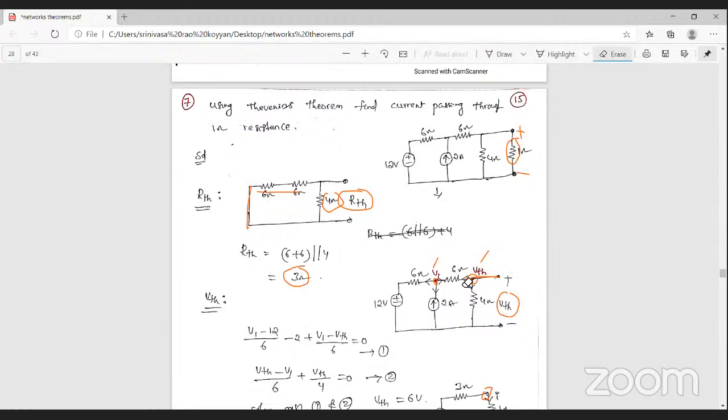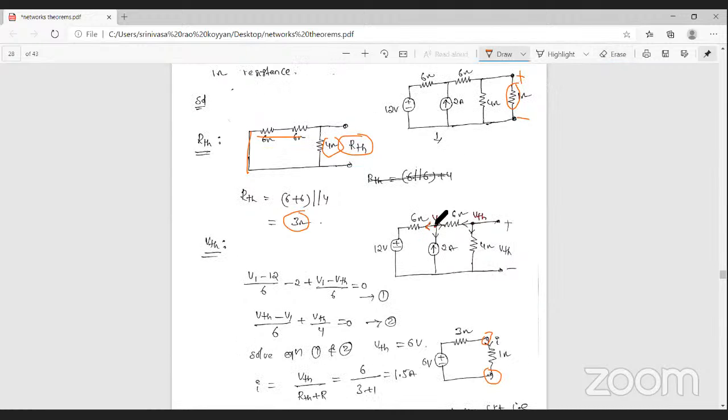So to apply KCL at node 1 and node 2, that is V1 and VTH, let us assume all currents are leaving. That is (V1 minus 12) by 6 ohm resistance. Next, this current is leaving, but here the current is entering into the V1 node. What is the current? 2 amperes of current, that's why minus 2. Next, the second current is leaving, that is (V1 minus VTH) by the resistance here, 6 ohm. (V1 minus VTH) by 6 is equal to 0, that is equation number 1.